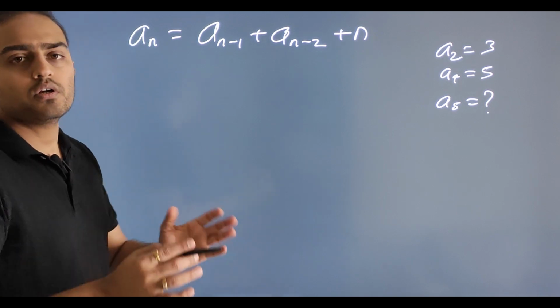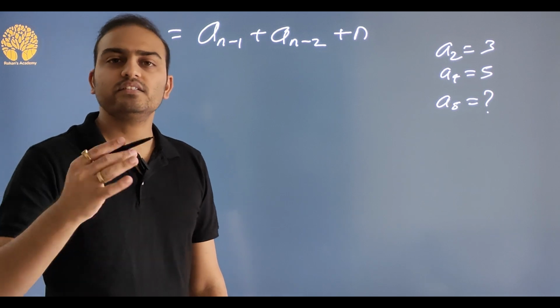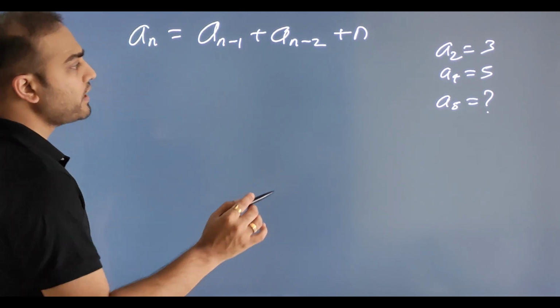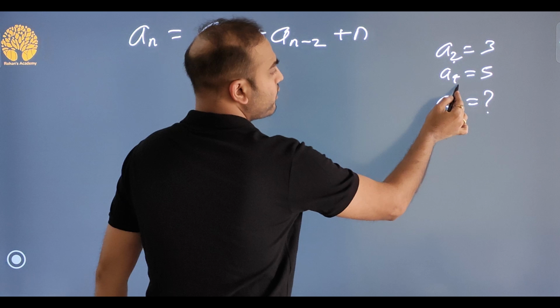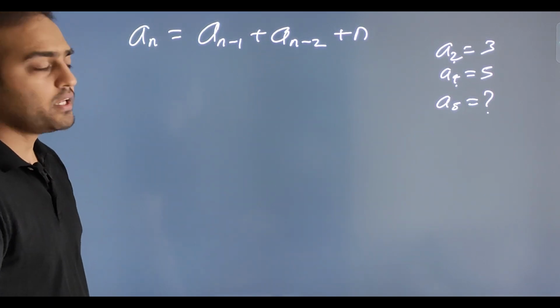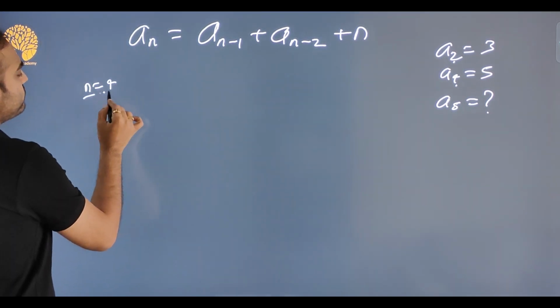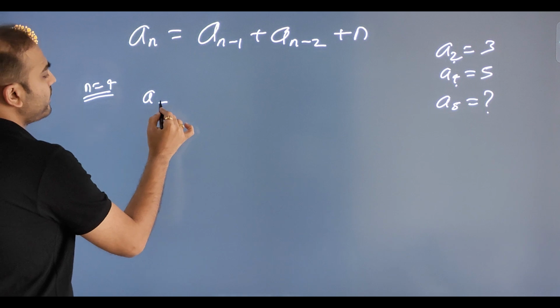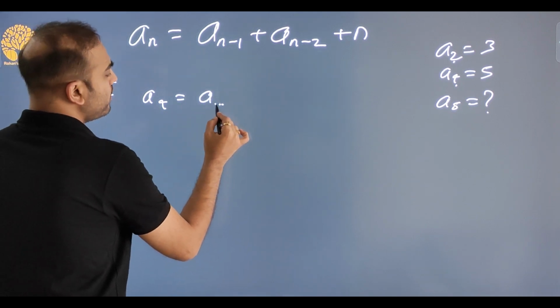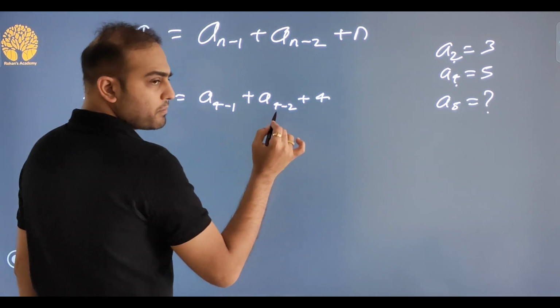So what do I do? Just simple, plug in values. That's the fastest and the easiest way to solve these questions. I know a2, I know a4, but I don't know a3. So let's figure out a3. What will I do? I will plug in n as 4. So I get a4 = a(4-1) + a(4-2) + 4.